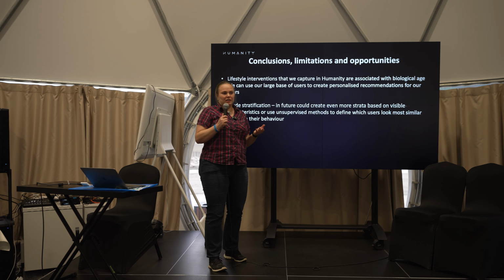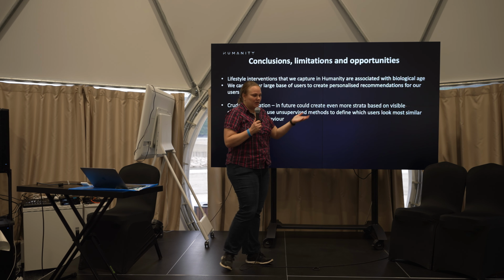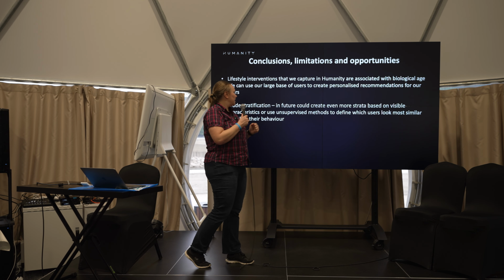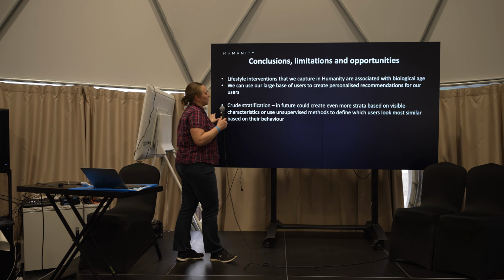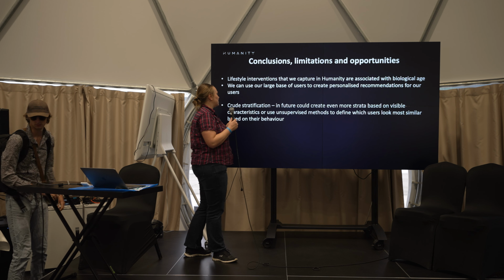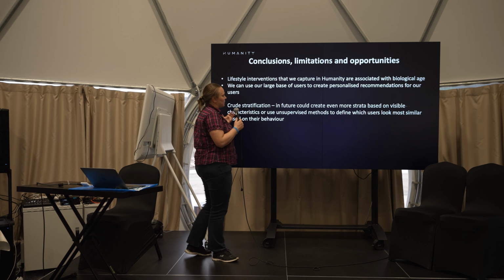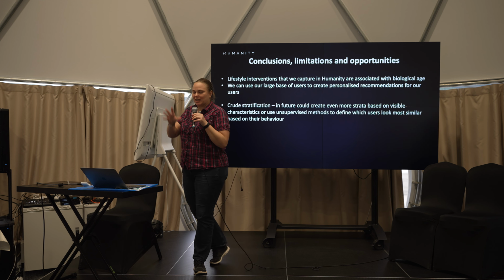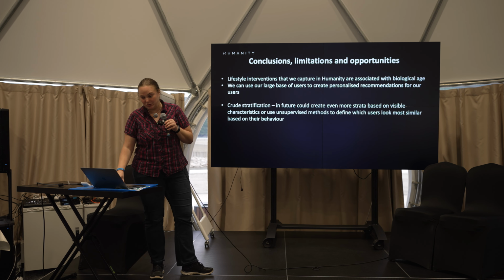We all know that, as I already said, my mother is way more fit than potentially an average person of her age. So in future, it would be really good if we could create these strata not necessarily based on visible characteristics, but use some unsupervised methods that could group together users who look most similar, and then base the modeling on their behavior.